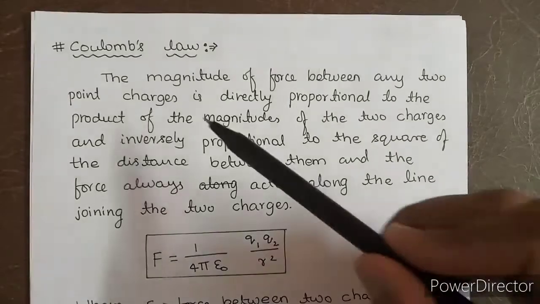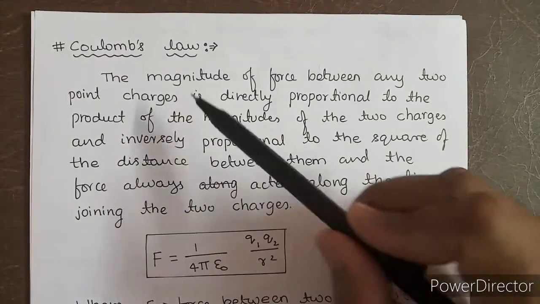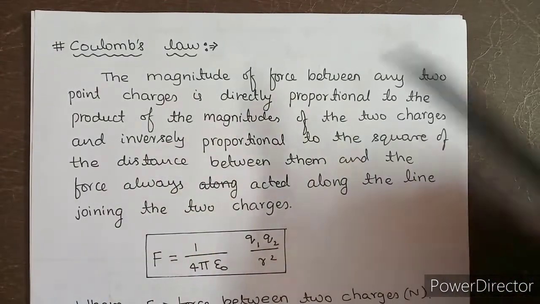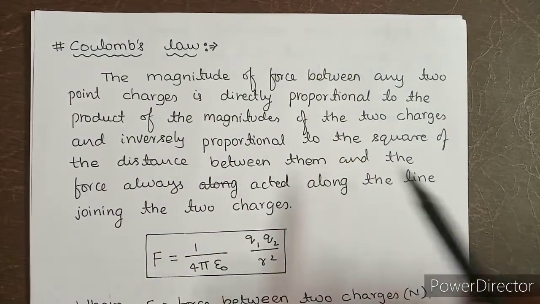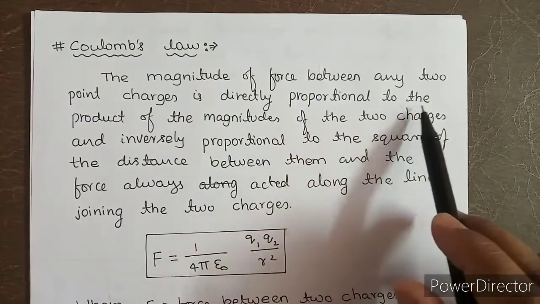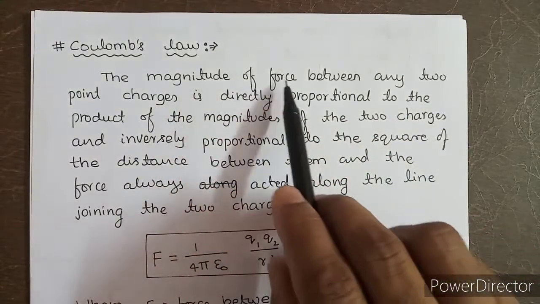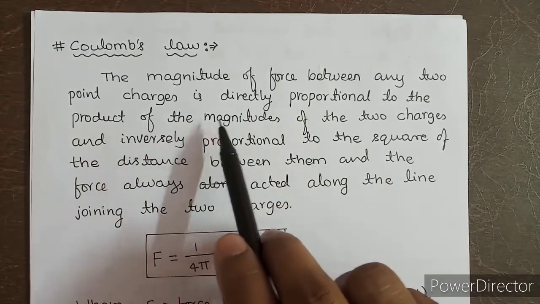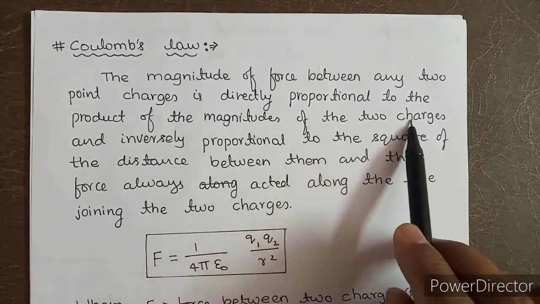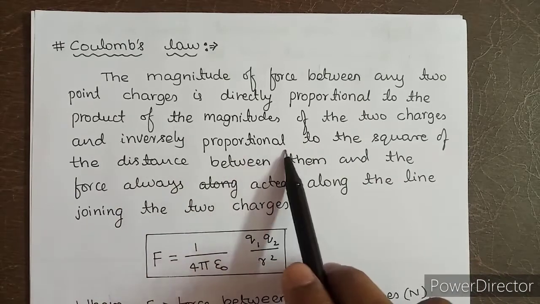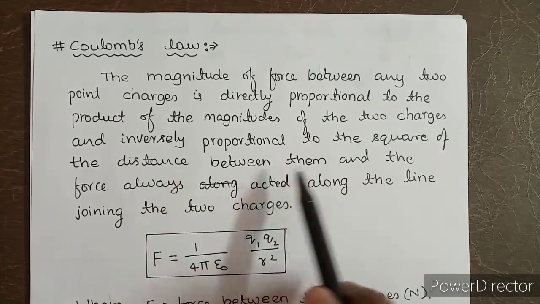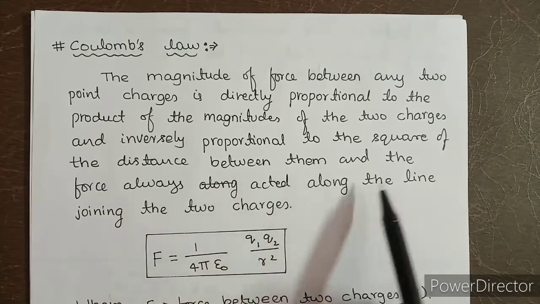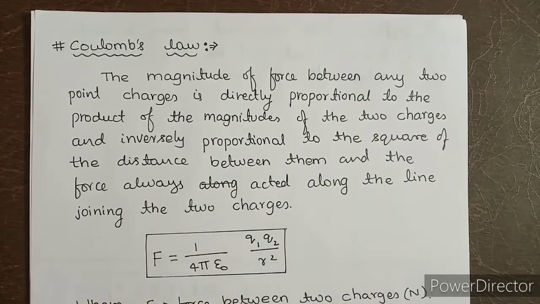Initially, Coulomb's law gives the magnitude of force between any two point charges. Here we are considering two point charges. The magnitude of force is directly proportional to the product of the magnitudes of the two charges and inversely proportional to the square of the distance between them, and the force always acts along the line joining the two charges.